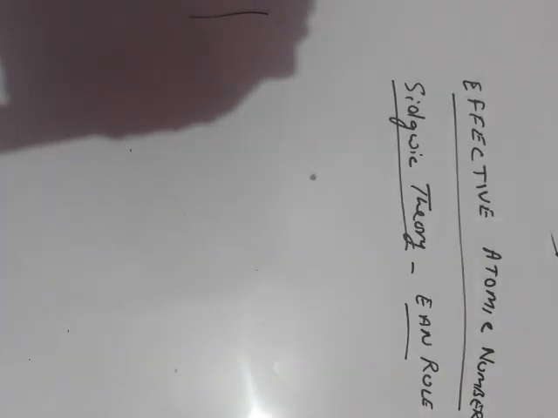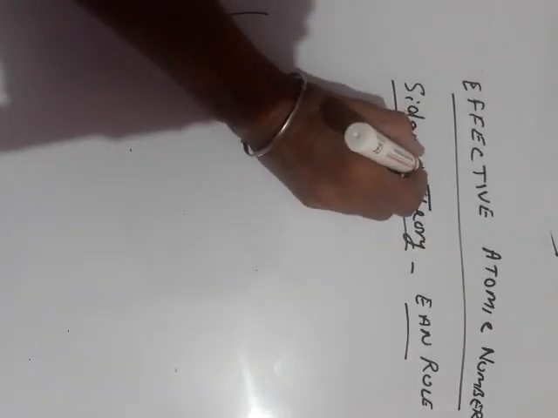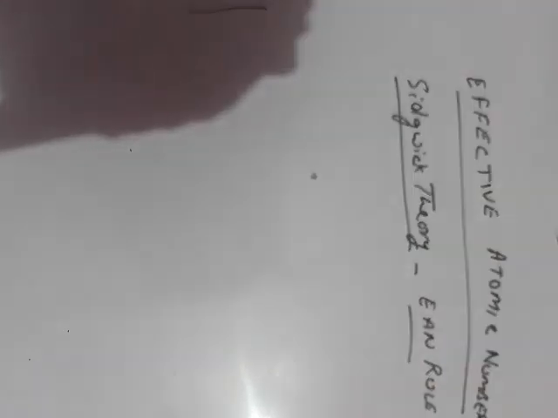Students, today we are going to discuss the effective atomic number. The concept of the effective atomic number came from the attempts of several scientists to find out the bonding in coordination compounds. In this regard, Sidgwick gave the Sidgwick theory, or we can say the EAN rule.